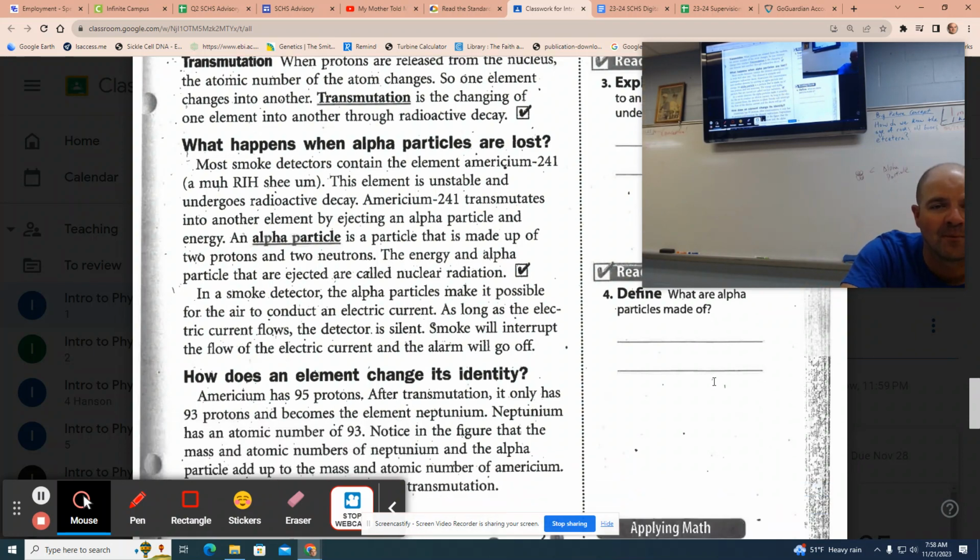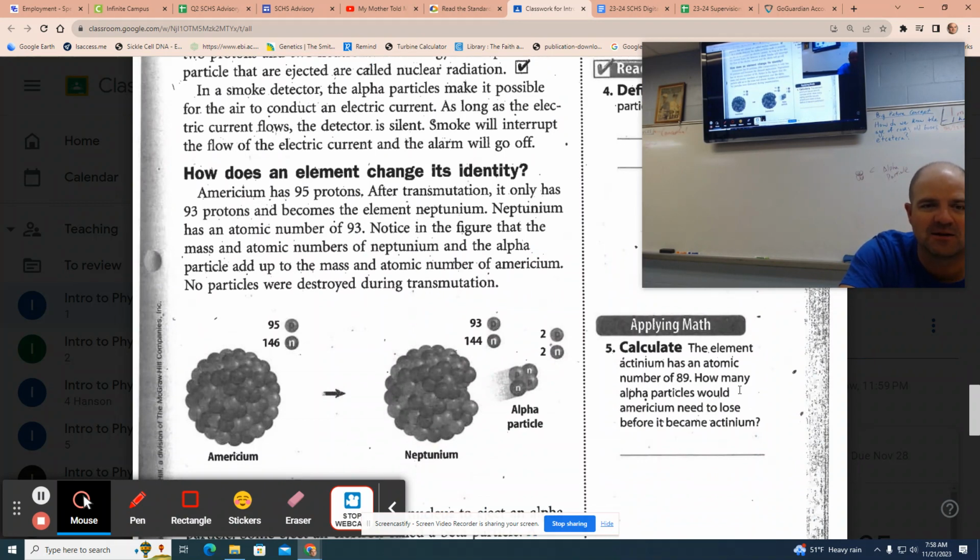Very good. Number 5, calculate. The element actinium has an atomic number of 89. How many alpha particles would americium need to lose before it became actinium? So we have 95 protons in americium, and we need to get down to 89. And we're counting by 2s, right? Because there's 2 protons per alpha particle. So what is 95 minus 89? 6. 6 divided by 2. 3. So 3 alpha particles to go from americium down to actinium.